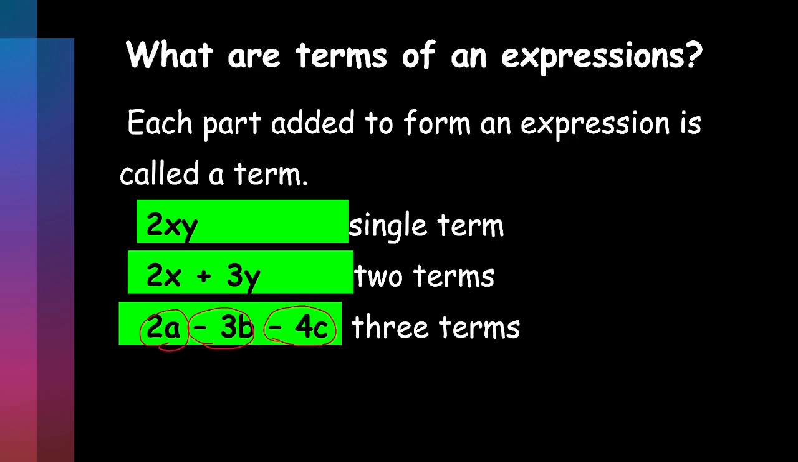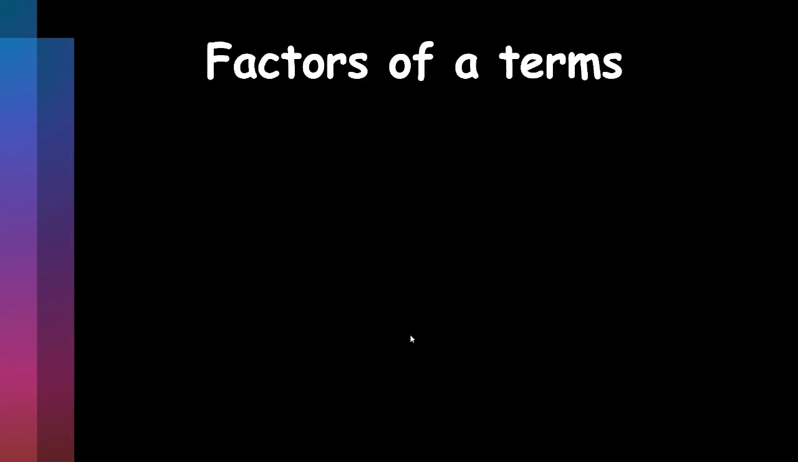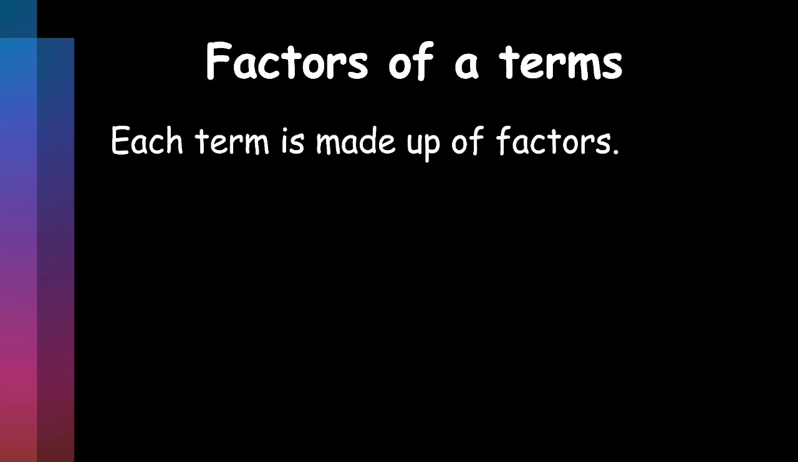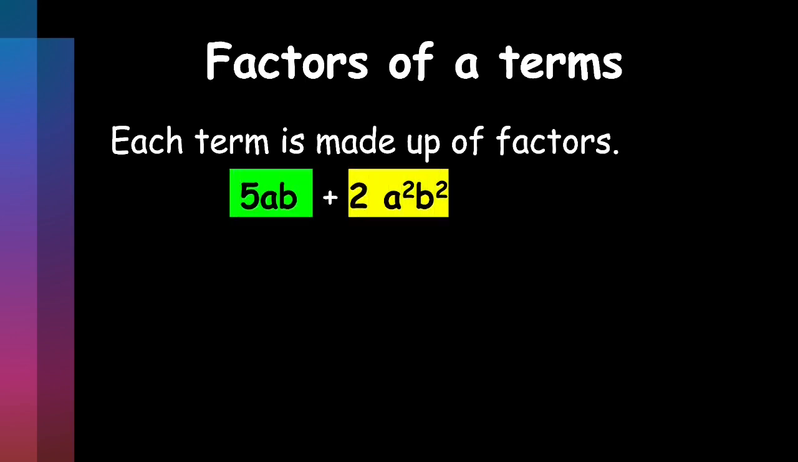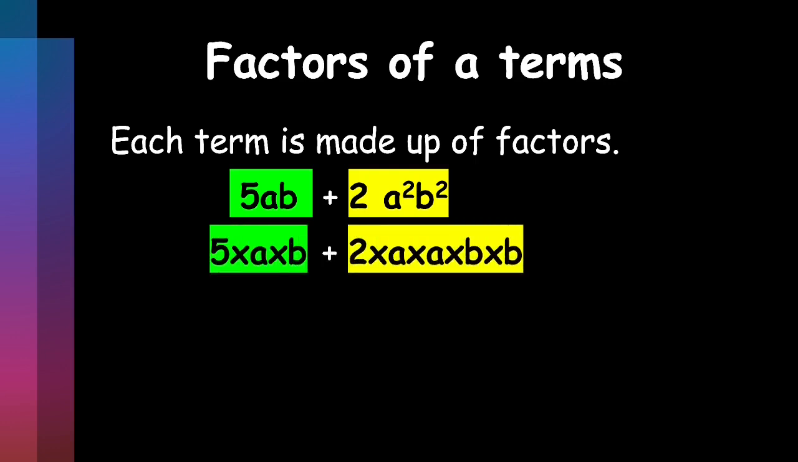So what are those terms? Here 2a is one term, negative 3b is another term and negative 4c is another term. So this is a three term expression. Factors of a term. Each term is made up of factors. Factors means what we are multiplying and getting. Here 5ab plus 2a square b square is a two term expression. Here 5ab is one term and 2a square b square is another term.